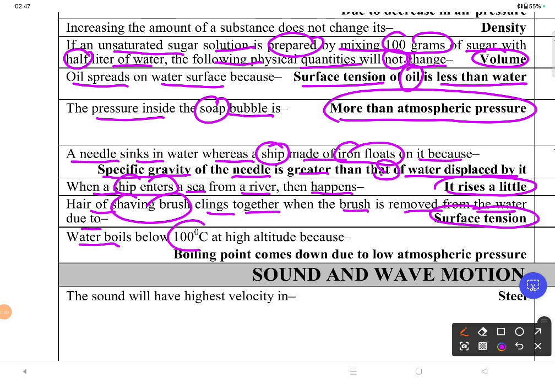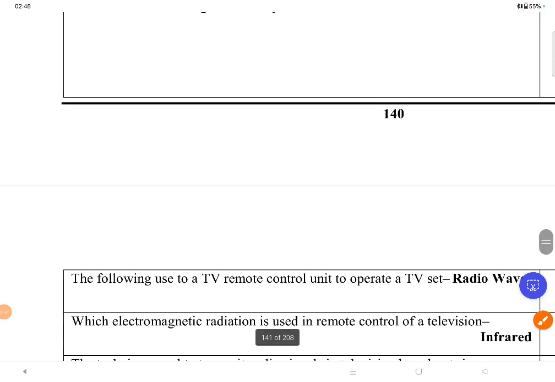Water boils below 100 degrees Celsius at high altitude because boiling point comes down due to low atmospheric pressure. Move on to the next chapter, that is sound and wave motion.